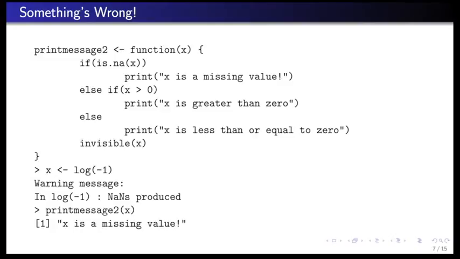So when I call this, what's something that might typically happen? Well, I calculate the log of -1, and I assign it to x. That doesn't stop anything. I just get a warning, and I move on. Now I call print message 2 on x, and I get that x is a missing value. There's no error there, but it may be unexpected, because maybe I thought the thing I'm inputting into print message 2 was some positive number, so I thought I was going to get the message x is greater than 0. But instead I'm getting the message x is a missing value.